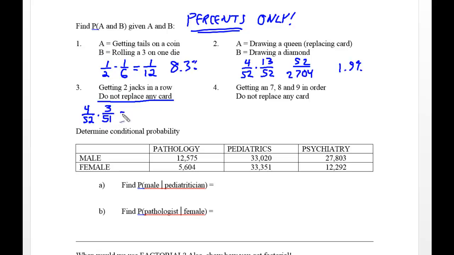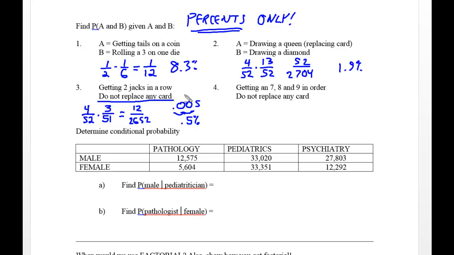Getting 2 jacks in a row without replacement means that your denominator is going to change. And this is going to give you 12 over the total of 2,652, and then we've got to divide these two. And this gives us a decimal of 0.005. Now, what you have to be worried about is that the decimal of 0.005 is not the percentage. The percentage is bringing that decimal 2 spaces over, so 0.5% is the answer to that problem.